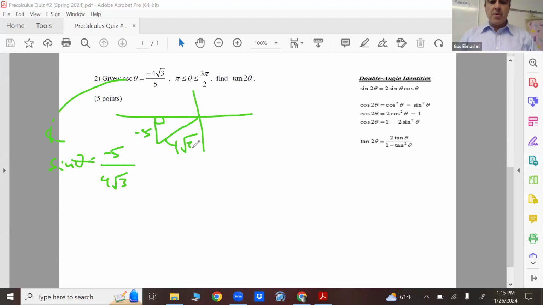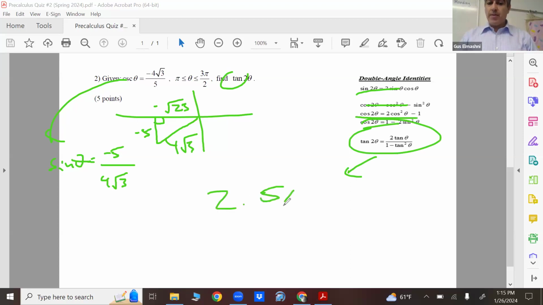It's a little weird with the numbers, don't worry. If you do Pythagorean theorem, you should get 25 and 48. So that's negative root 23. Right? Because to get 23, we got to square root it. It's tan 2 theta. So no. There you go. 2 times, what's the tangent? 5 over root 23, right?